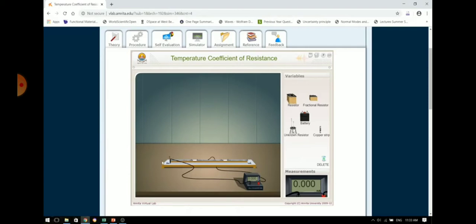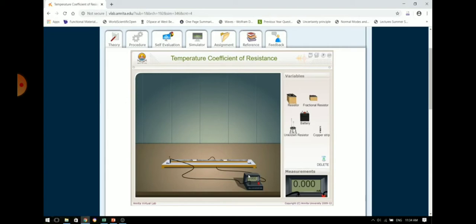Here, the Carey Foster bridge is a meter bridge, so it is a 1 meter long bridge wire. First, you need to calculate the resistance per unit length, and this is your galvanometer. This is a digital galvanometer, which is already connected. So first we need to prepare our circuit.